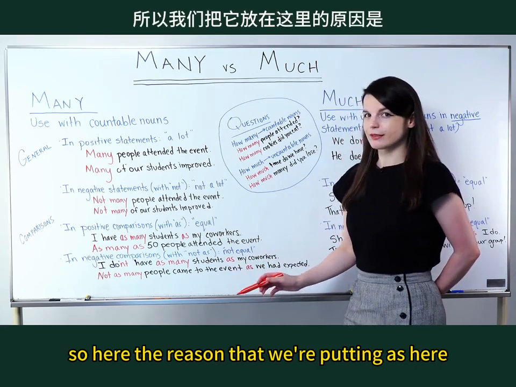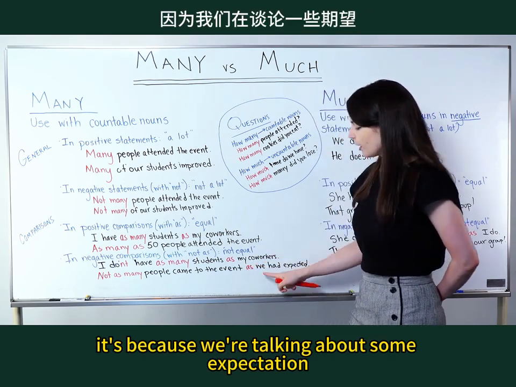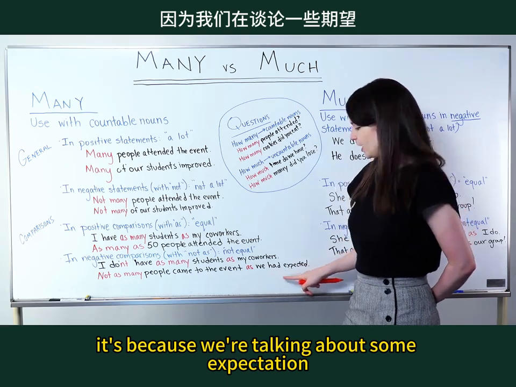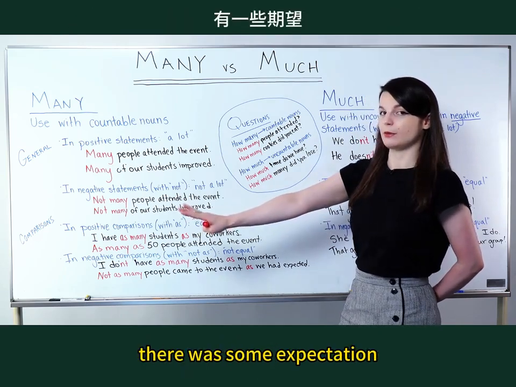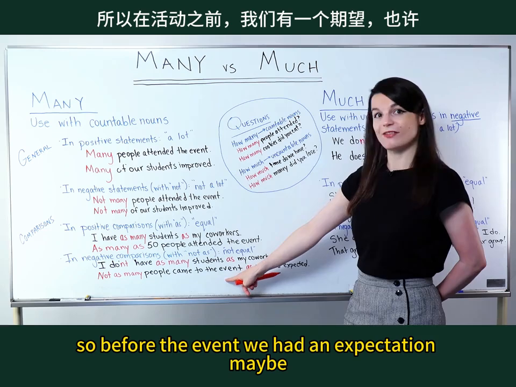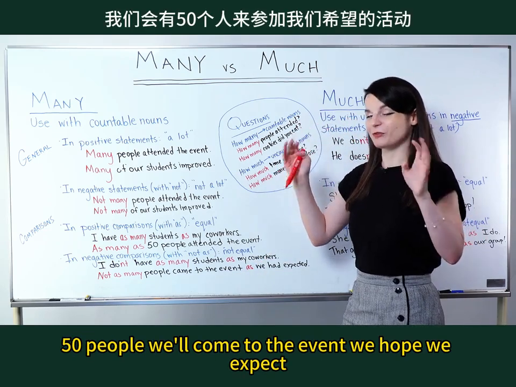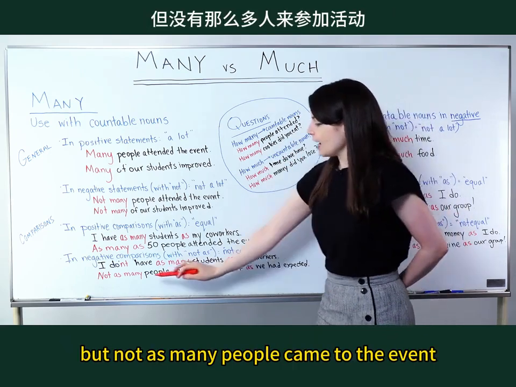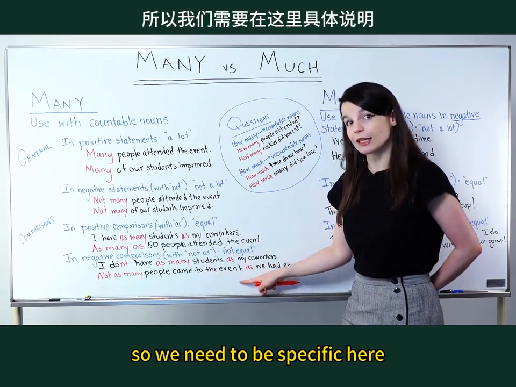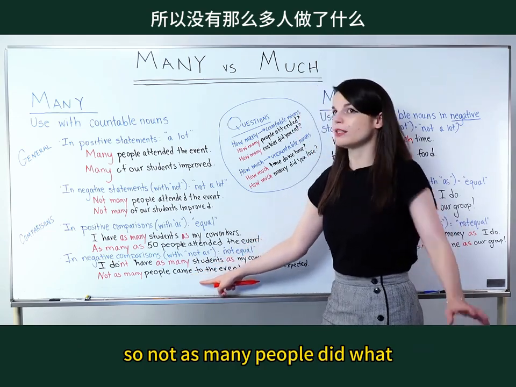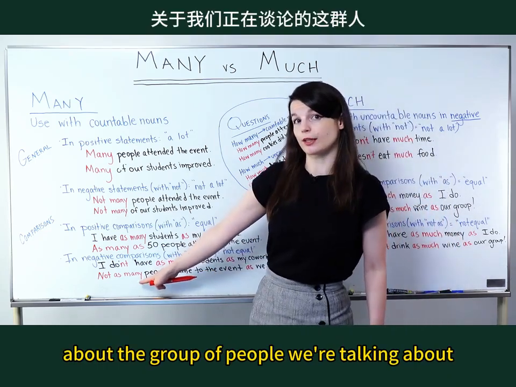So here, the reason that we're putting "as" here is because we're talking about some expectation, yeah, as we had expected. Had expected shows in the past there was some expectation. So before the event, we had an expectation. Maybe 50 people will come to the event, we hope, we expect. But not as many people came to the event, so we need to be specific here. So not as many people did what? So we want to be specific about the group of people we're talking about.